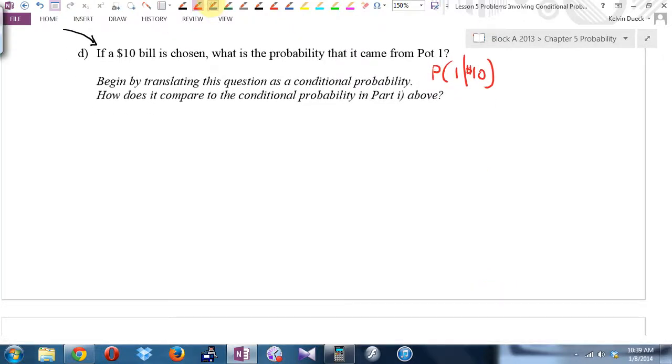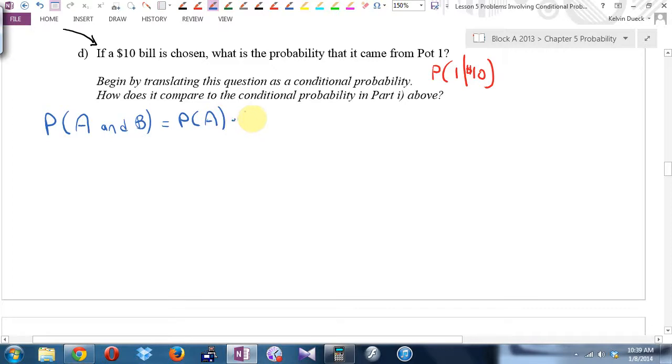On the pink formula sheet, you have this: the probability of A and B is equal to the probability of A times the probability of B given A. What number is that one? That's number 7? Is it? Yeah. Okay.